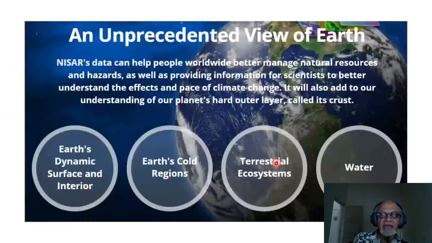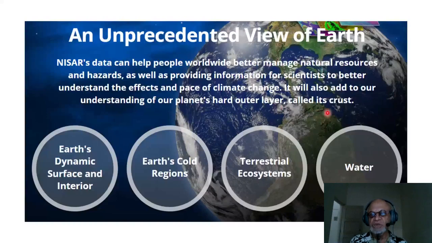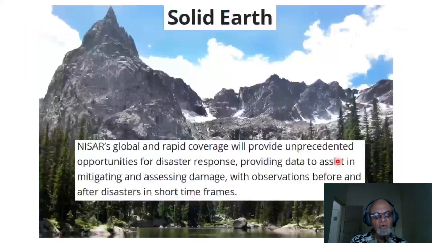So what does it do? An unprecedented view of Earth. NISAR's data can help worldwide better manage natural resources and hazards, as well as providing information for scientists to better understand the effects and pace of climate change. It will add to our understanding of our planet's hard outer layer called its crust, which is helpful for volcanoes and earthquakes. So mainly Earth's dynamic surface and interior, Earth's cold regions or the cryosphere, terrestrial ecosystems as we mentioned, and water. So obviously water is very critical.